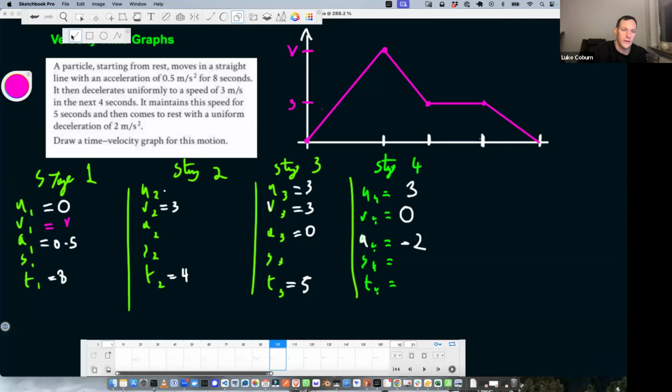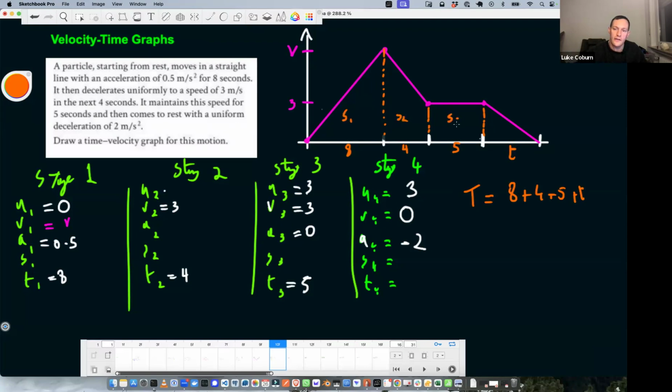And what I'm going to do now is add a little extra bit to the diagram, just to clearly mark off the different phases of the journey. So first of all, this was 8 seconds. This is 4 seconds. This is 5 seconds. And I'm going to call this t seconds. So the total time for the journey will be 8 plus 4 plus 5 plus t. And let's call these S1, S2, and so on. These are the distances that are traveled. So the total distance is S1 plus S2 plus S3 plus S4.